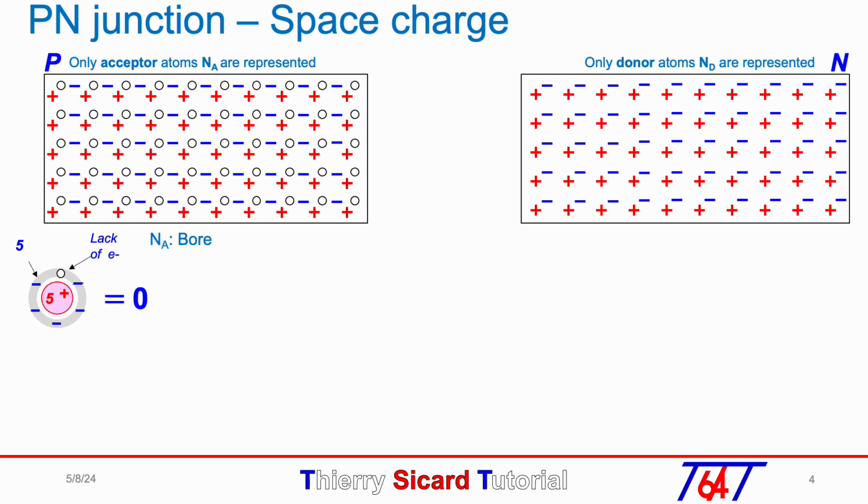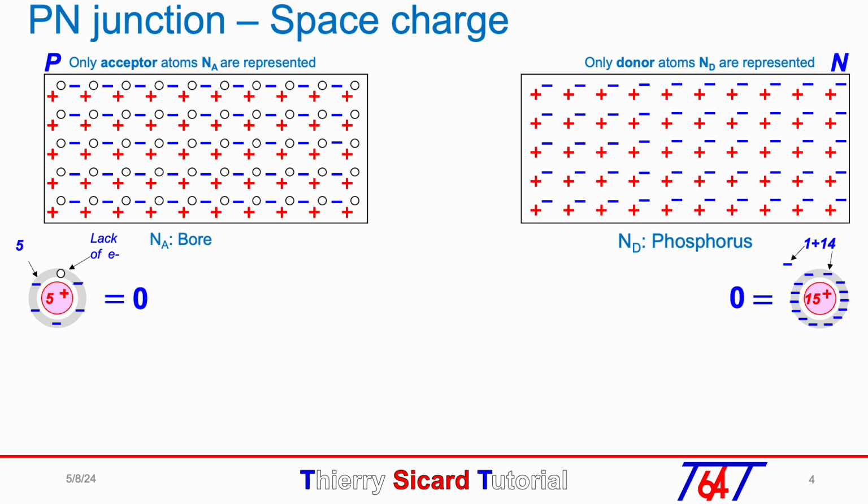For the N-doped, the red plus sign represents the 15 protons of the phosphorus nucleus. The blue minus sign represents the 15 electrons spread in 14 electrons, including the 8 electrons of the full external shell, plus 1 free electron. Of course, the electrical charge is equal to 0.